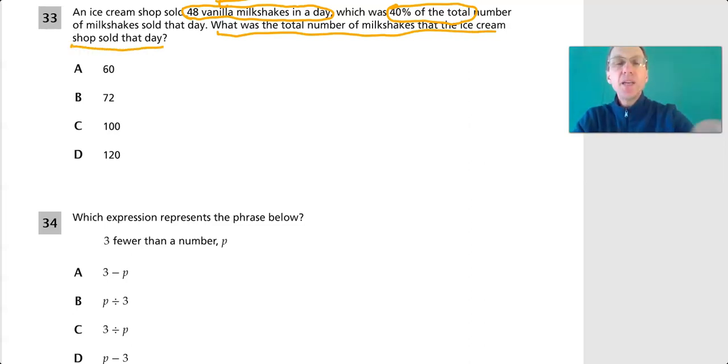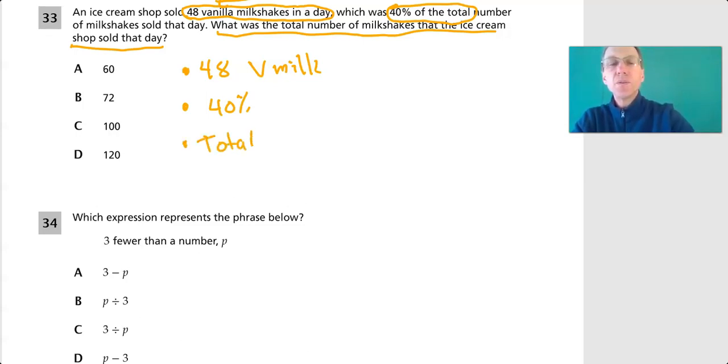All right, so again, I'm going to take this information out of here and put it in a bullet form. I have 48. I'm going to put vanilla milkshakes. That's all I need to put. And then I have 40%. That's 40% of the total. And then the question is the total. I don't know what the total is. Okay? All right, so I've got some relationships here. First of all, I got 40%, which is easy to write. So let's put that one down.